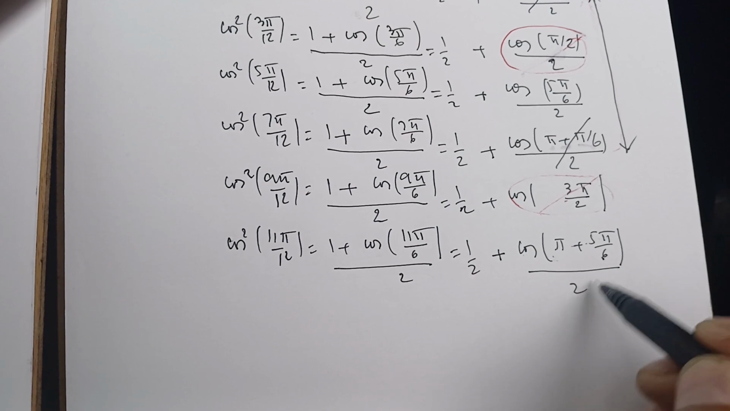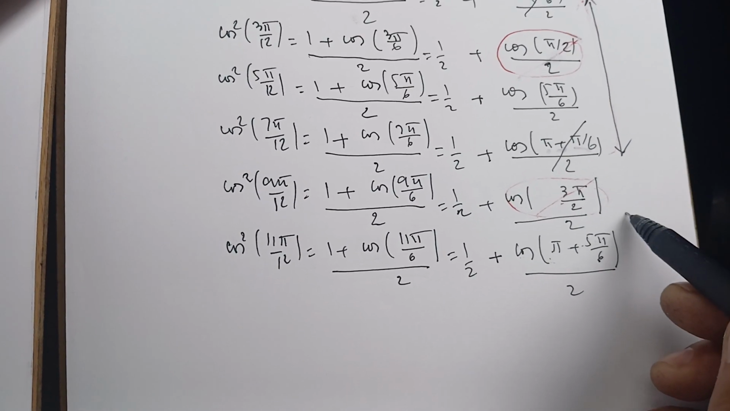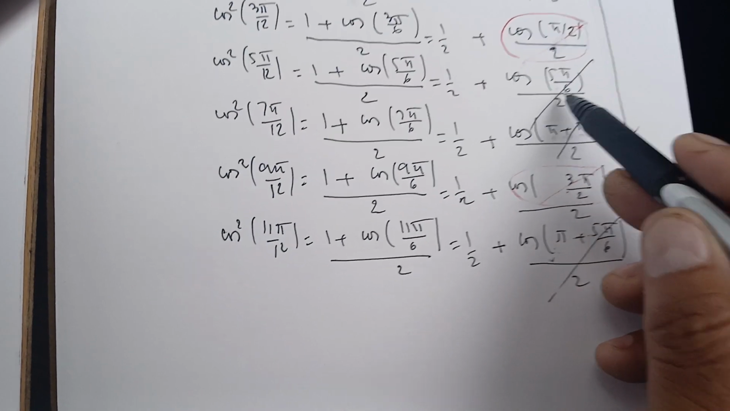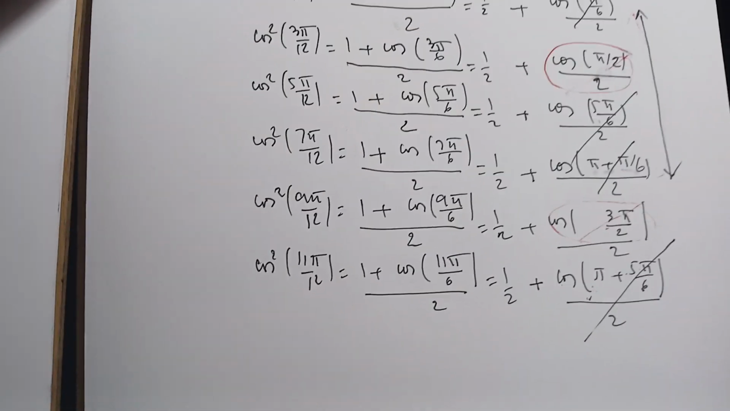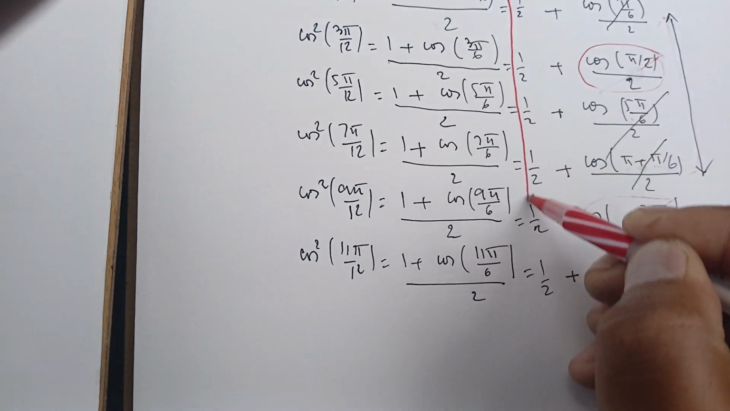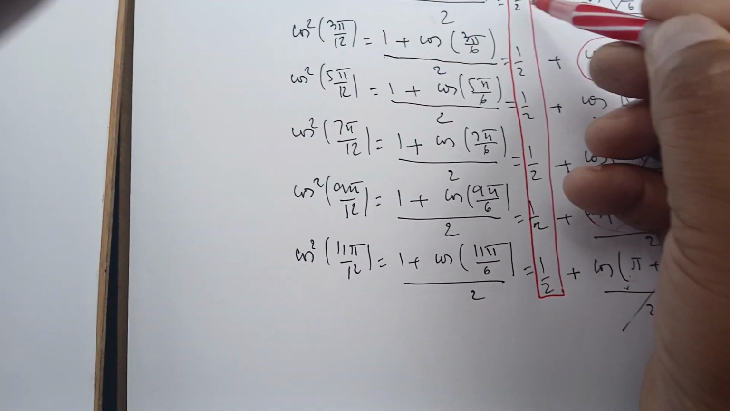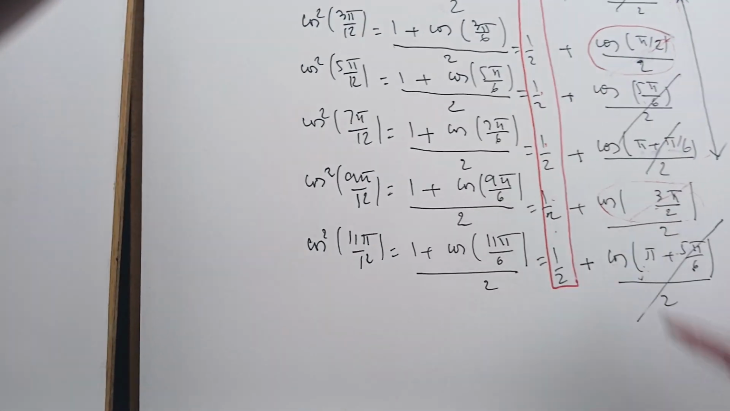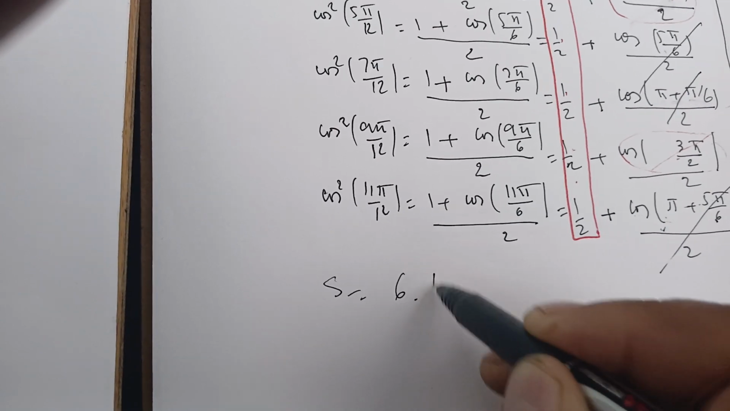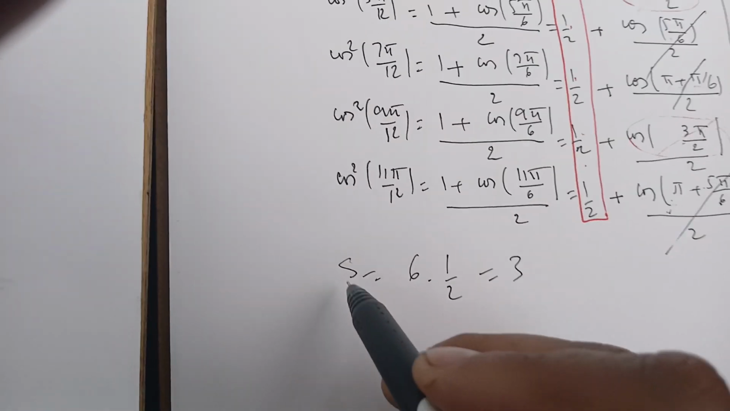I forgot my 2, but it doesn't matter. So this one is going to cancel with this one, because this is minus cosine 5 pi over 6. All I'm left with is these 1/2 terms. How many of them? I have 1, 2, 3, 4, 5, 6. So that means the sum S is going to be 6 times 1/2, which is 3.